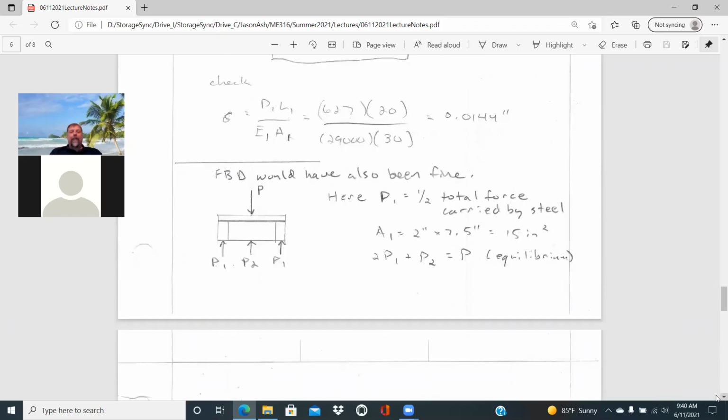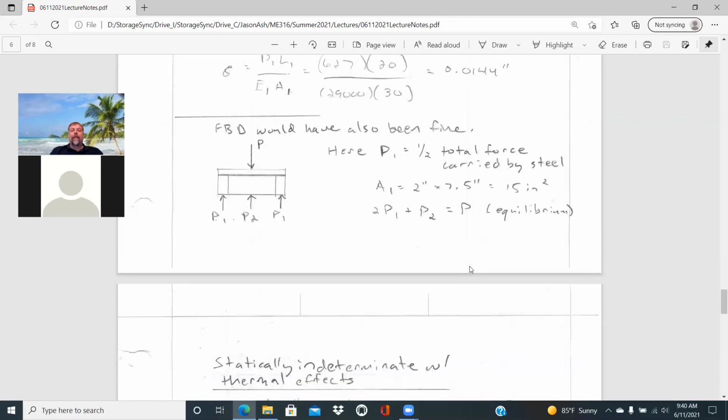And so this is the other free body diagram that I mentioned that you could have drawn in this manner, where P is acting down, and instead of just saying that it's the total force of the steel, you could say it's the force in each segment of steel, or in each side. So P1 would be half the total force carried by the steel. And so in that situation, you're looking at those individual areas, 15 inches squared, and in equilibrium, you'd have 2P1 plus P2 is equal to P.